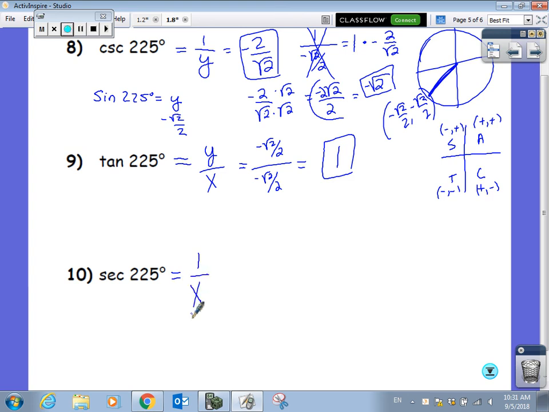1 over x, or just the reciprocal of x. So we go to the x value, take the reciprocal, equals negative 2 over root 2. Secant and cosecant are the reciprocals of the x and the y values on the unit circle. So just go to that x value and find the reciprocal. No need to do all of that math. You can just find the reciprocal, and all the reciprocal is: numerator goes to denominator, denominator goes to numerator. That's all you're doing.